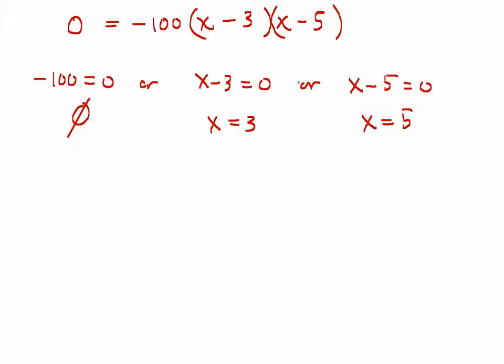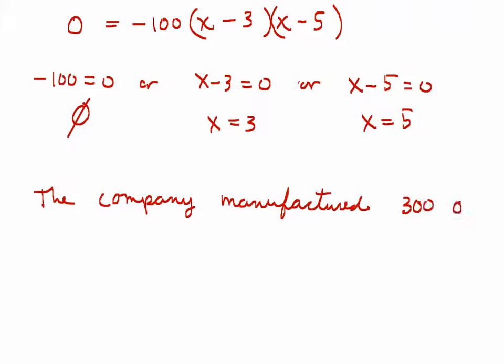Okay, now we've got to go back. We have to ask ourselves, what did x represent in the first place? It says x is 100 items. So if x was 2, it would be 200 items. Since x is 3, it would be 300 items. And so the company manufactured 300 or 500 items for a cost of $3,000.